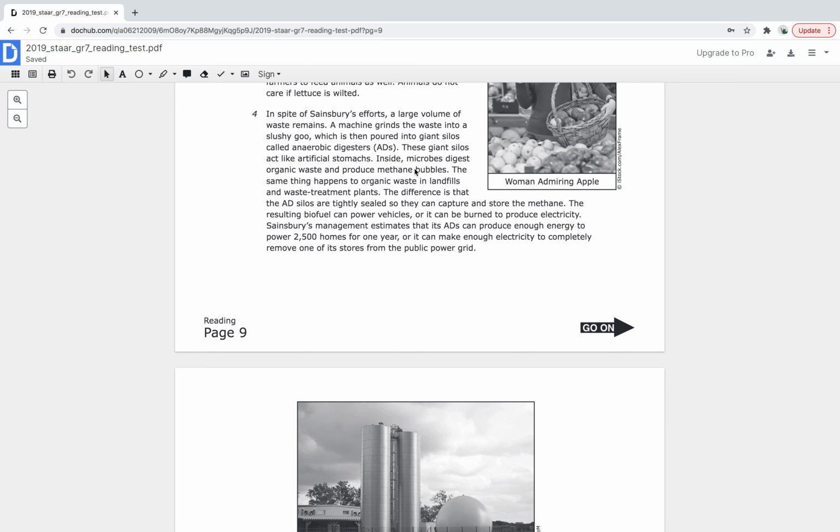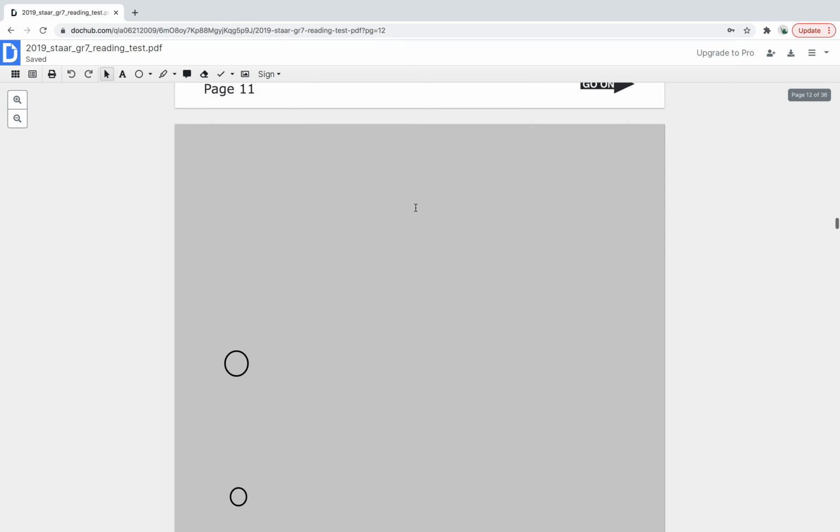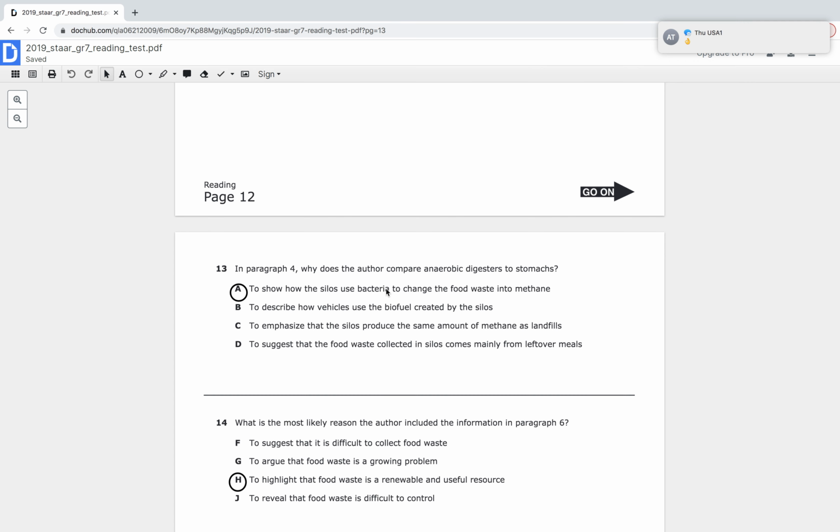So let's go back before that. Oh, I found the answer. Inside, microbes digest organic waste and produce methane bubbles. So we all know that microbes digest things in your body and produce energy and stuff. This is similar to that, basically. So let's look at the question. To show how the silos use bacteria to change food. Yes, this uses the bacteria, microbes, to change the food into methane.